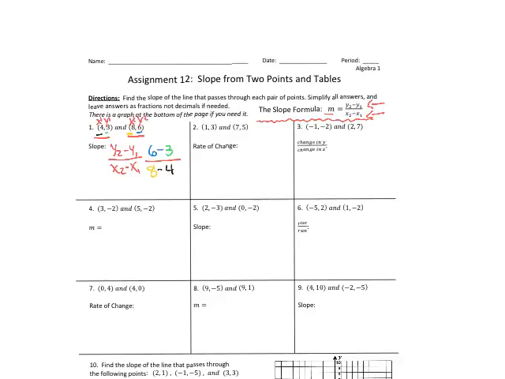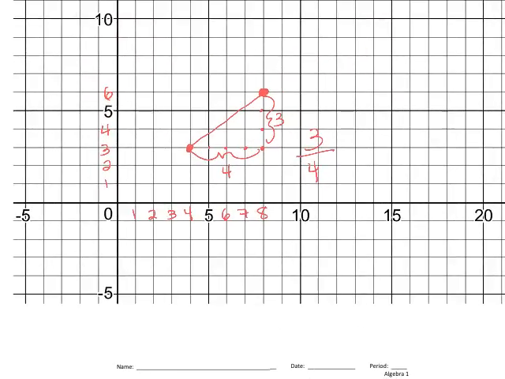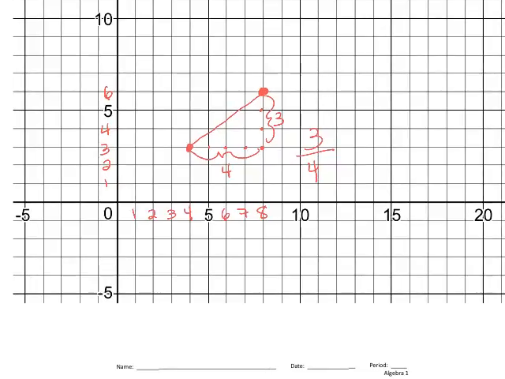So 6 minus 3 is 3. 8 minus 4 is 4. Therefore, m, or slope, or the rate of change, or the change in y over the change of x, is 3/4. And that's exactly what we found when we did it up here with the coordinate plane. 3/4, rise over run.